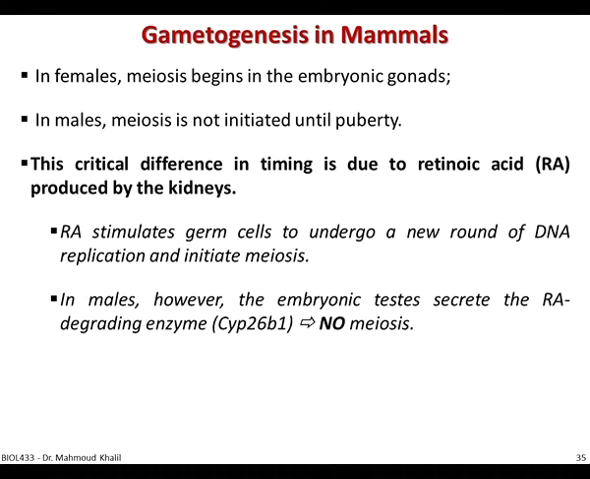This retinoic acid will stimulate germ cells to undergo a new round of DNA replication and initiate meiosis. In males, however, the embryonic testes secrete a retinoic acid degrading enzyme, which is called CYP26B1. This retinoic acid degrading enzyme will stop the occurrence of any meiosis. And that's why meiosis does not start in the gonads of the male fetus until puberty, okay?